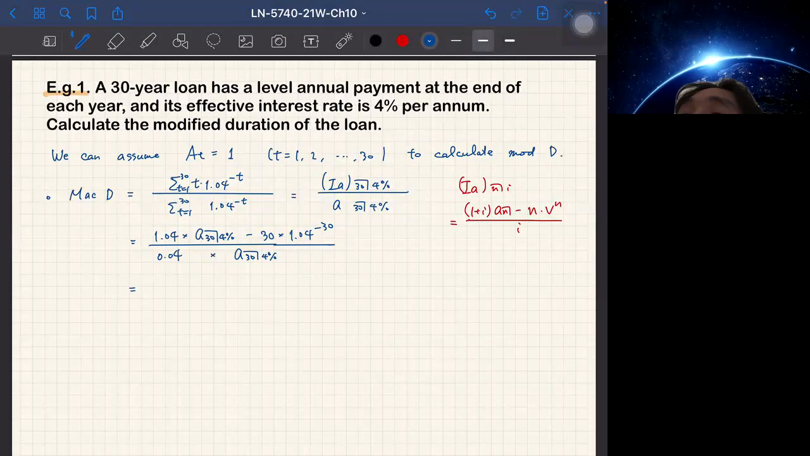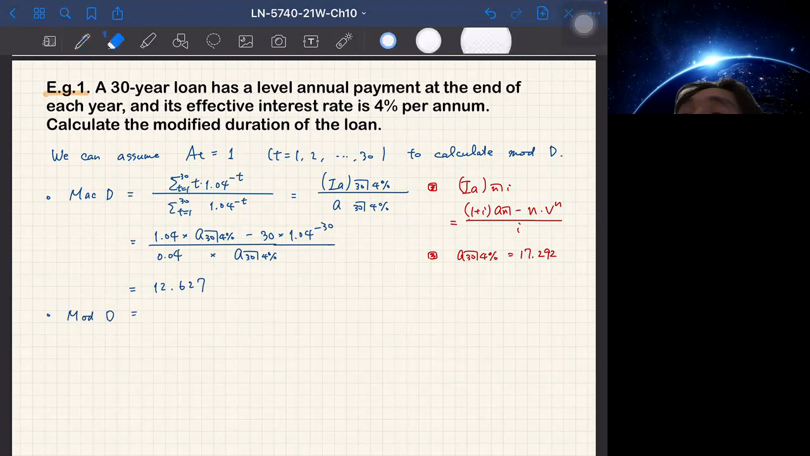Then you can calculate this quantity. Okay, so at first you can calculate a-angle-30 at 4%. So this becomes 17.292. Okay, then you plug in the numbers and calculate the MacD, then this becomes 12.627.